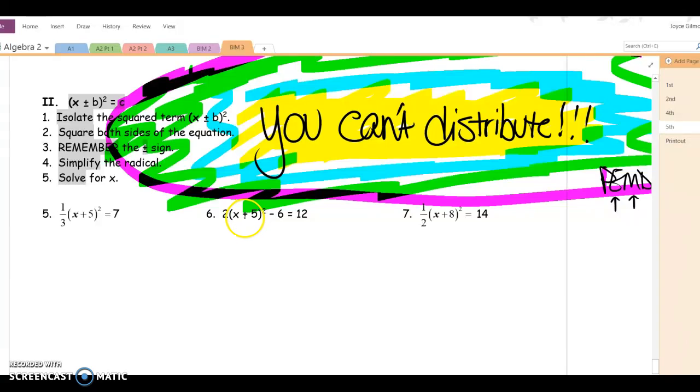So what we need to do is isolate the squared term. We need to get rid of the minus 6. We need to get rid of the times 2. So get rid of the minus 6 by adding 6 on both sides. 18. And then divide both sides by 2. This is 2 times, so to undo it, you would divide both sides by 2. So we have x plus 5 squared equals 9.